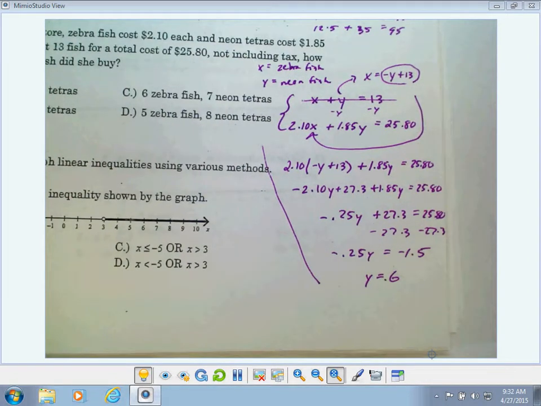So as you can see, the systems of equation problems can be a little bit tougher, especially when they give you decimals and things like that.